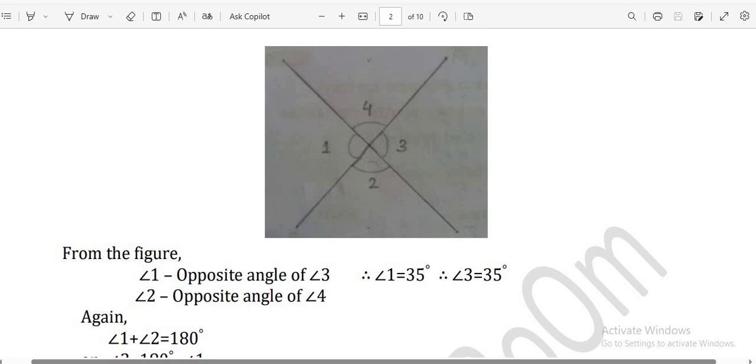In the above given figure, let us understand the concept of vertically opposite angles. From the figure, angle 1 is the opposite angle of angle 3. Therefore angle 1 is equal to 35 degrees, and angle 3 is equal to 35 degrees. Angle 2 is the opposite angle of angle 4.